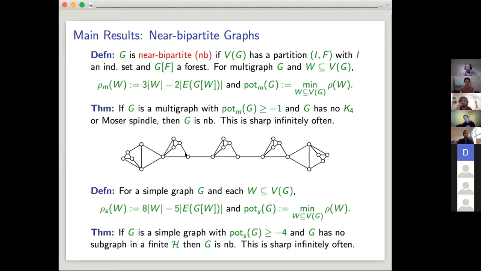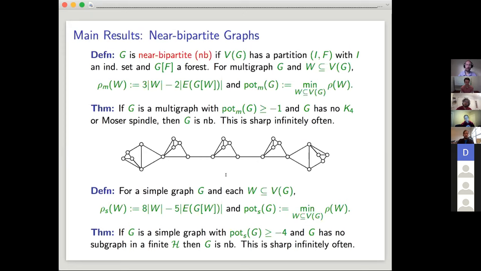And now, if you believe that this gadget gives you the same functionality, then you get right away that these graphs don't have an IF partition. And it's the exact same proof as before. You sort of start at the end, one of these is I and one is F, and you work all the way down to the other end. And then you run into trouble because this one is I and these guys can't both be F.